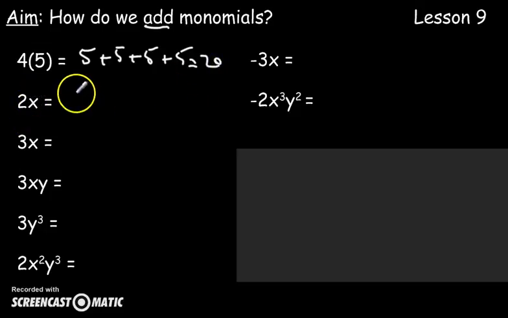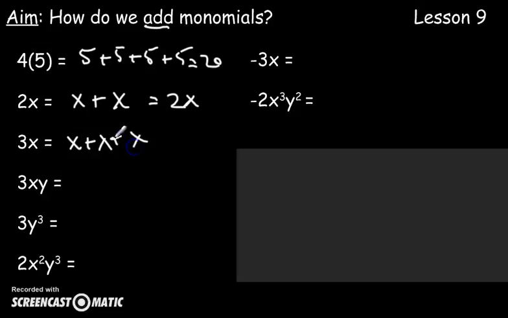Alright, so what does 2 times x mean? Well, that really means x plus x, which unfortunately we can't really tell what that's equal to, but 2x is equal to x plus x, or x plus x is equal to 2x. So what's the point of this? We're just going to try and get an understanding of what different things mean. 3x is the same thing as x plus x plus x. 3xy really means xy plus xy plus xy.